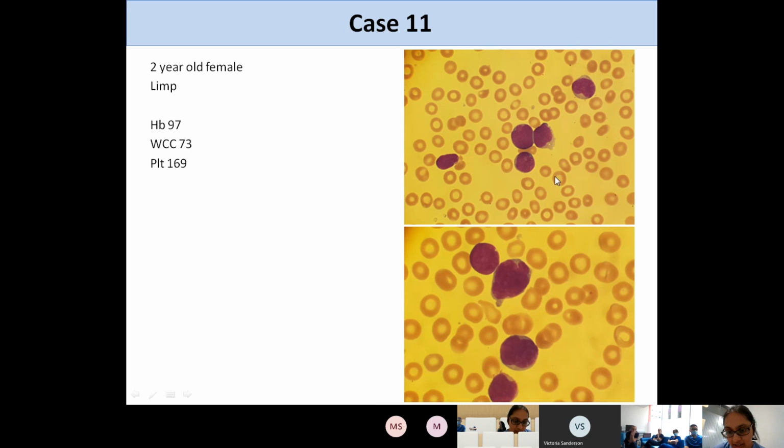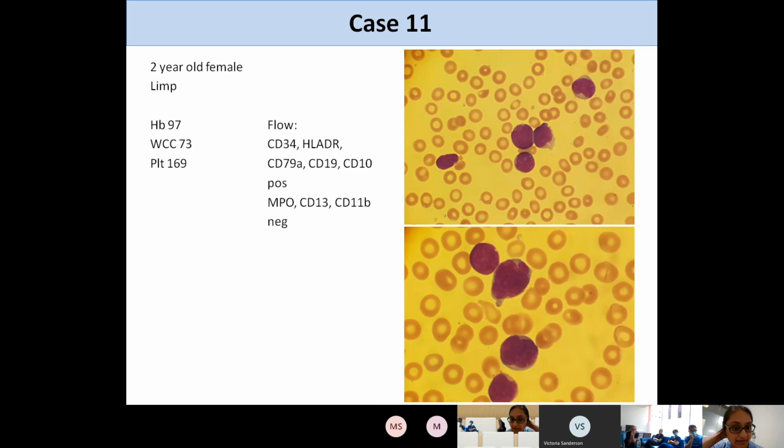Here's a red cell for comparison. She has these huge cells in her peripheral blood, and this is them up close. So they're huge. They have a very big nucleus, a lot of nucleus compared to cytoplasm. So that's a high nuclear to cytoplasmic ratio. And in the cytoplasm, you can't see any granules. So these are large agranular blasts.